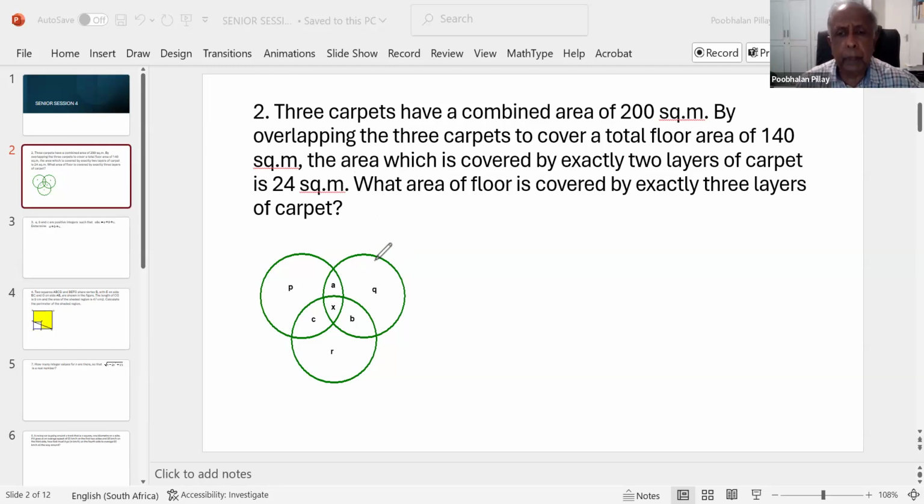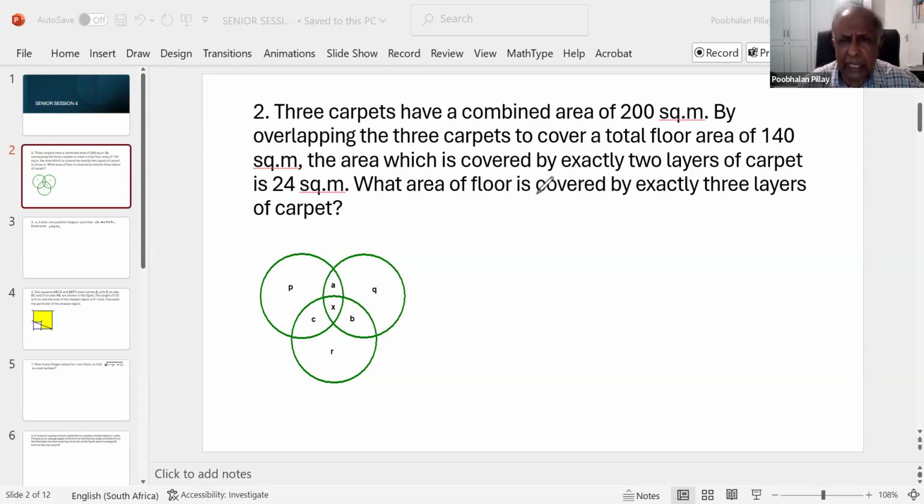Okay, so what we've got here is, we don't know what area is covered by each carpet, but if you look at this, you will see that this part here, the P, is the area which is covered by just one carpet. Only this carpet here covers that. And here again, the Q is 1, and this is 1. But the A part, both 2 carpets are covering the A part, and the same thing with B, the same thing with C. And this part here, X.